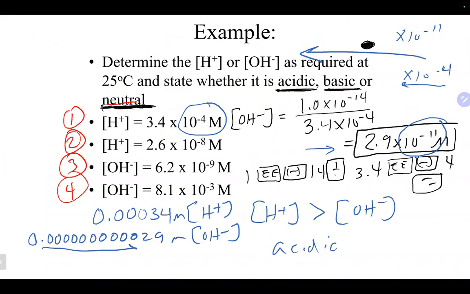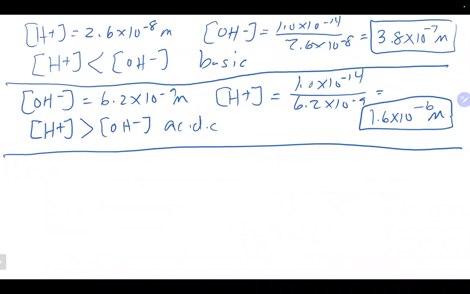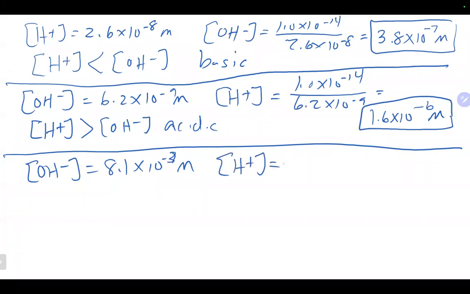Lastly, here we have an OH minus of 8.1 to the minus 3. And once again, we will be solving for the H plus concentration. 1 times 10 to the minus 14 divided by 8.1 times 10 to the minus 3.